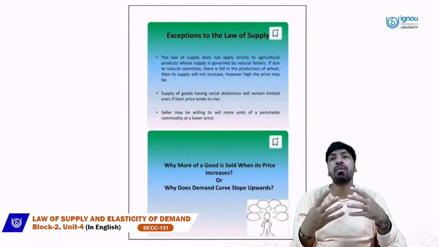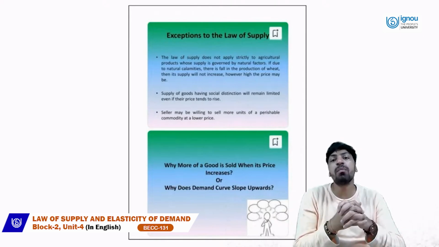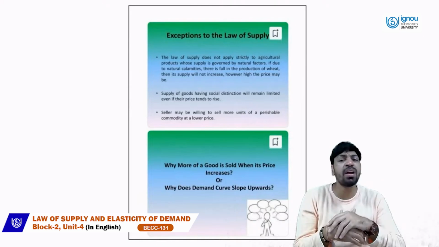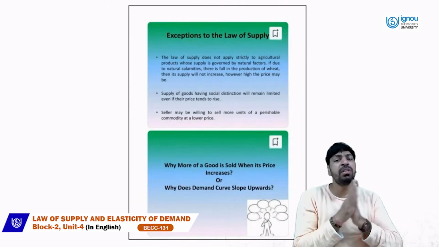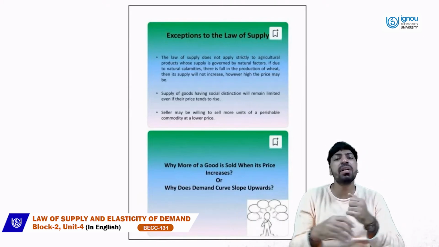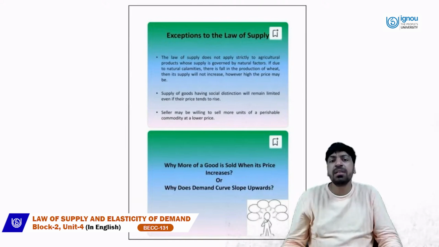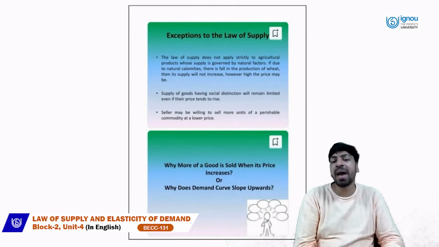So there we talk about the static goods, the standard goods, where the supply of the goods will get increased or decreased, where the law of supply doesn't exist. So that's the second parameter.